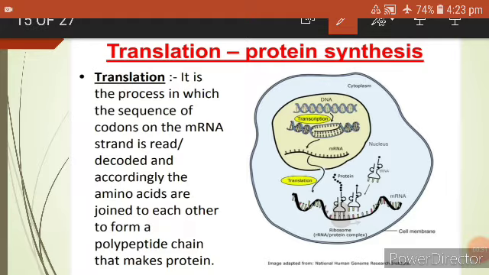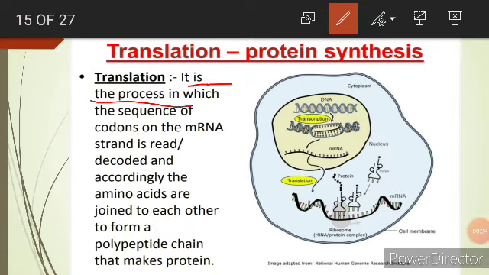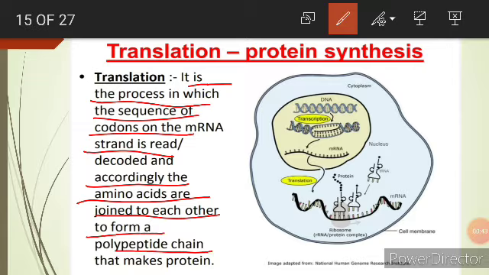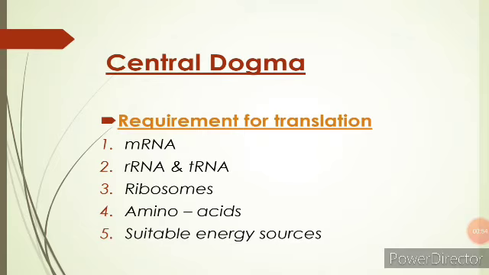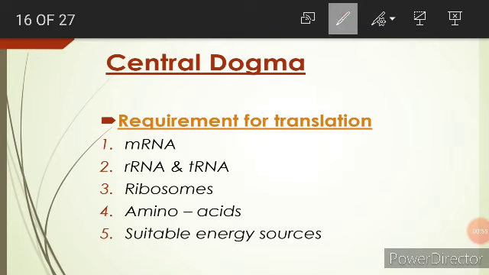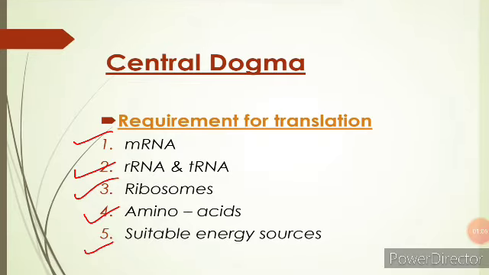Translation is a process in which a sequence of codons of the mRNA strand is read or decoded, and accordingly the amino acids are joined to each other to form a polypeptide chain and make a protein. So translation is the actual synthesis of the polypeptide chain with the help of decoding of mRNA. These are the requirements for translation: mRNA, rRNA and tRNA, the ribosomes, amino acids and suitable energy sources, where ATP and GTP are required.